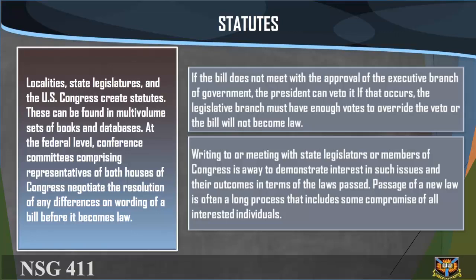If the bill does not meet with the approval of the executive branch of government, the President can veto it. If that occurs, the legislative branch must have enough votes to override the veto, or the bill will not become law. Writing to or meeting with state legislators or members of Congress is a way to demonstrate interest in such issues and their outcomes in terms of the laws passed. Passage of a new law is often a long process that includes some compromise of all interested individuals.